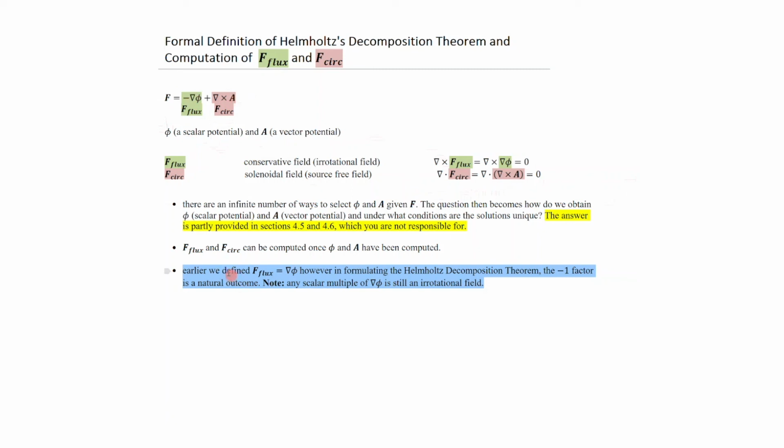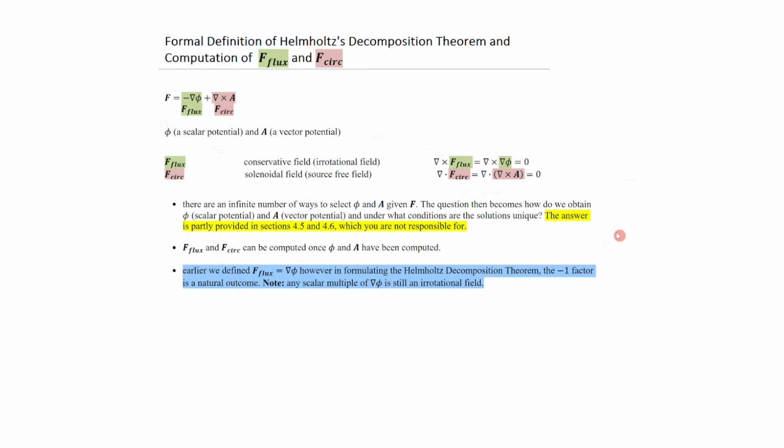Just a general note, there are an infinite number of ways to select phi and A given F. The question then becomes, how do we obtain phi, the scalar potential, and A, the vector potential, given F, and under what conditions are the solutions unique? The answer to this question is partly provided in sections 4.5 and 4.6, but you're not responsible for this material. If you want to read up on it sometime in the future, feel free to do so. There just isn't enough time in this course to go into more details.